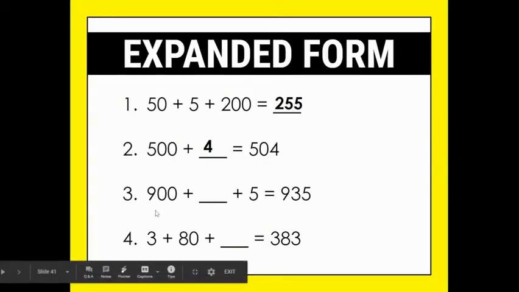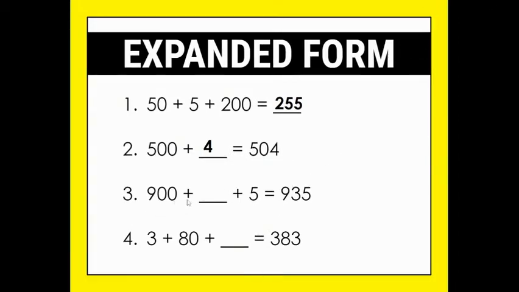So now let's look at number 3. We have 900 plus blank plus 5 equals, so that's our expanded form, and it has a blank in the middle. But I know my standard form is 935. So let's check to see which one's missing. I look at my 9 first, and I know the value of my 9 is 900. Oh, check, that one's there.